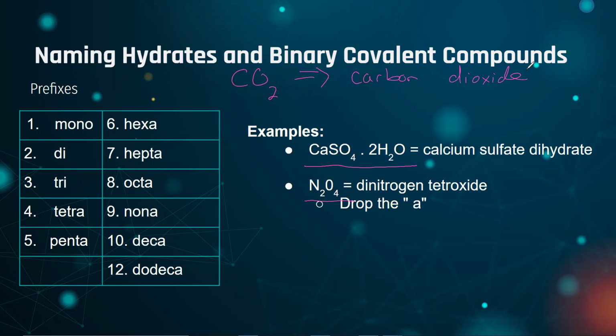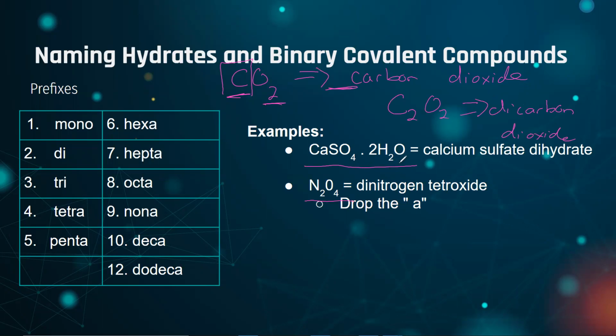So if you recall this rule, if there's only one of your first, there's no prefix attached to it, but your second always is going to have a prefix denoting how many. So if this was C2O2, I would name that dicarbon dioxide, right? But since there's only one, I can just leave off that prefix. So that's the way that we already know, right?